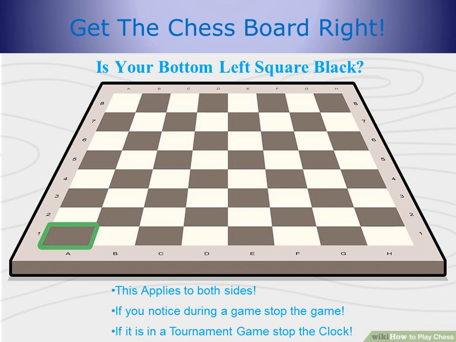So ask yourself, is your bottom left square black? Is their bottom left-hand square black? Is your bottom right square white? And is their bottom right square white? Try saying that quickly.